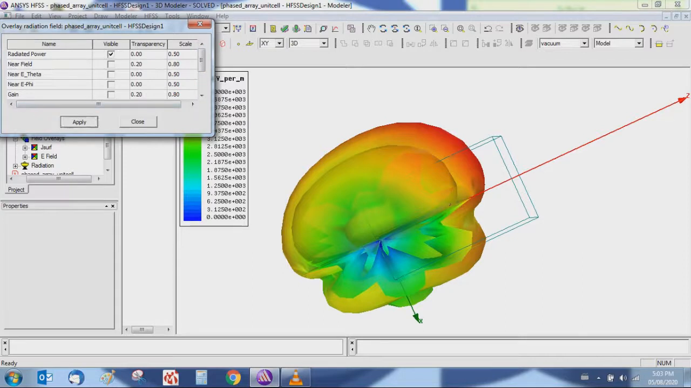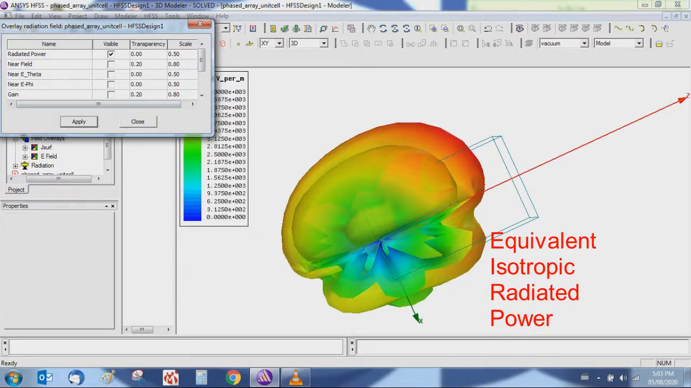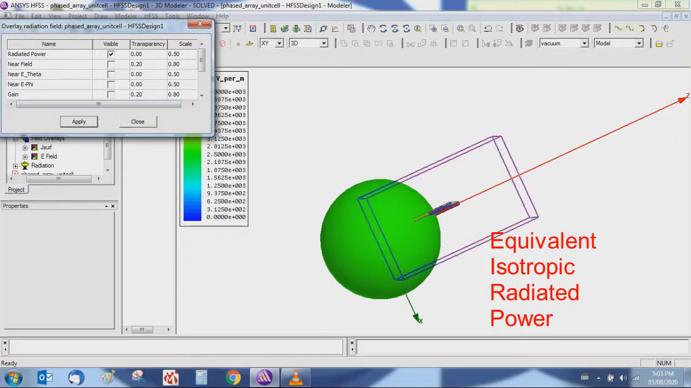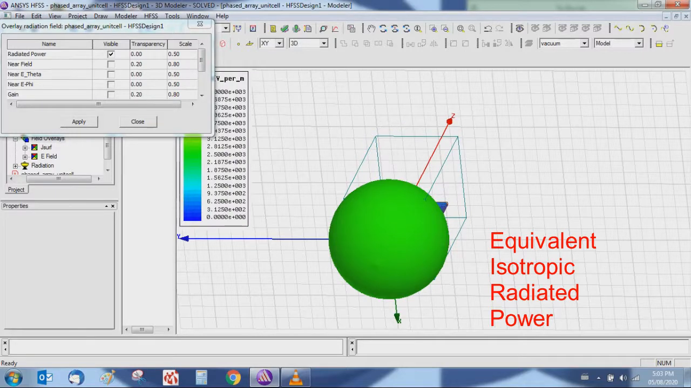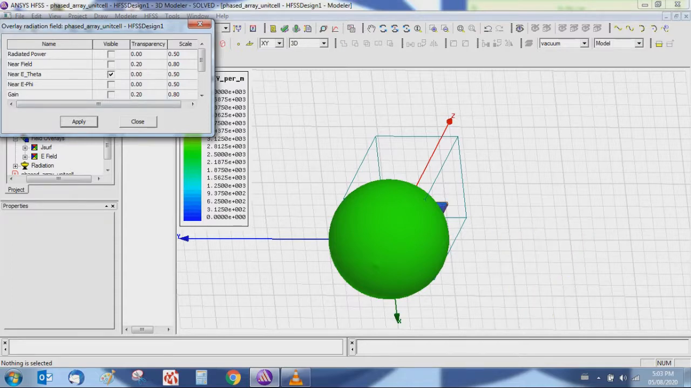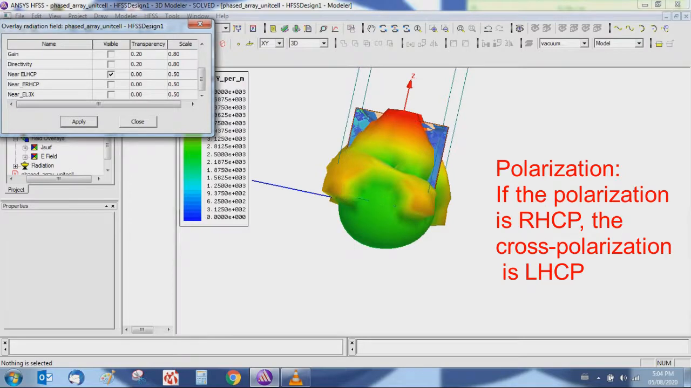Radiated power. EIRP is effective isotropic radiated power, also called the equivalent isotropic radiated power. In antenna measurements, the measured radiated power in a single direction, that is, for a fixed theta and phi, is known as the EIRP.